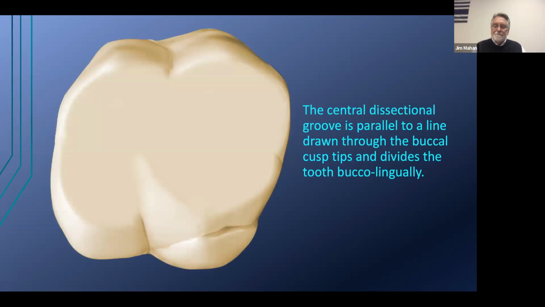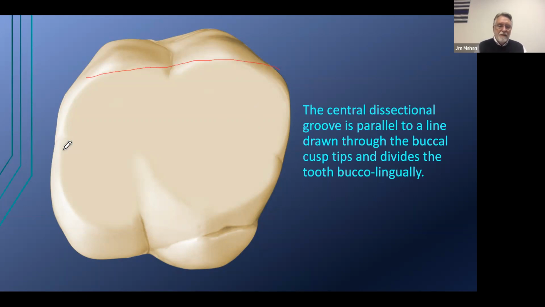So the first statement we're going to use in drawing this tooth is: the central dissectional groove is parallel to a line drawn through the buccal cusp tips and divides the tooth buccolingually. I'm really fond of just doing the drawing so people can see it. So I'm going to use these pins and draw these lines here. This is a line, as best I can using my Trek pad, drawn through the buccal cusp tips.